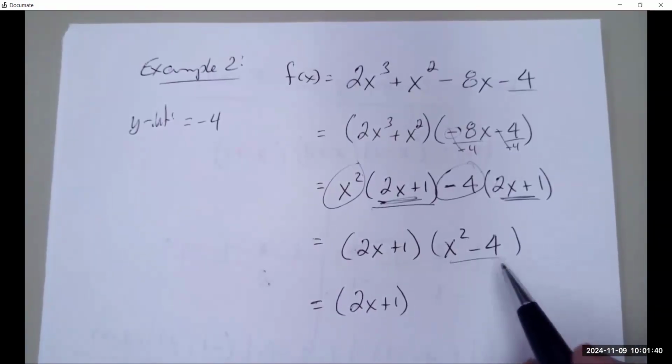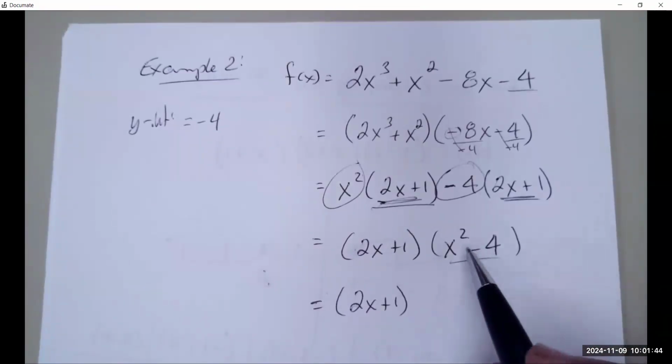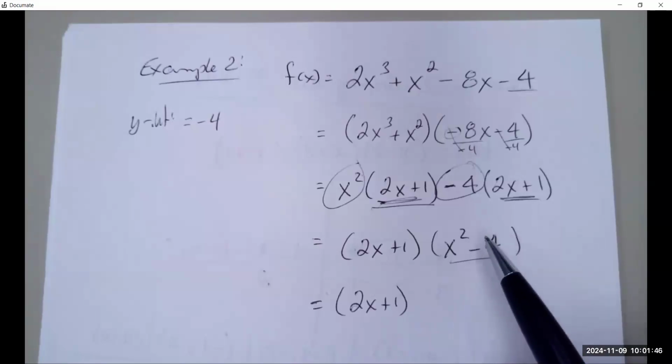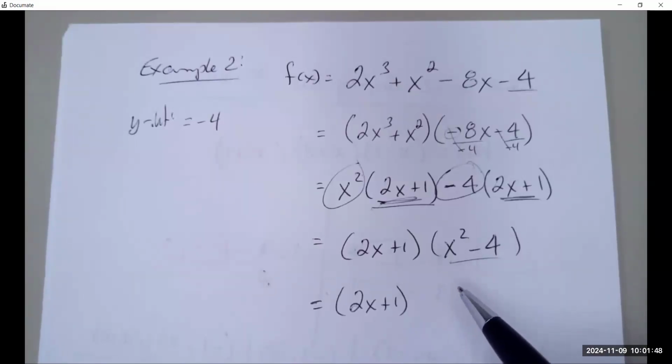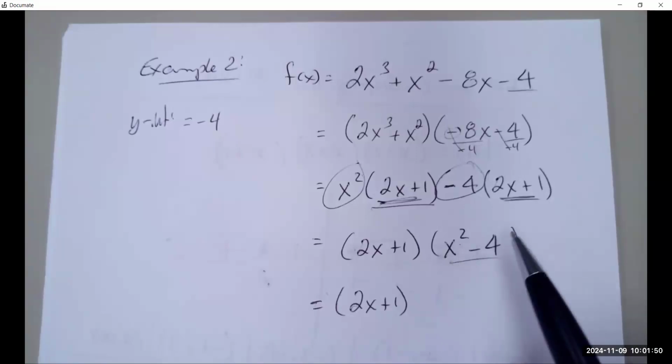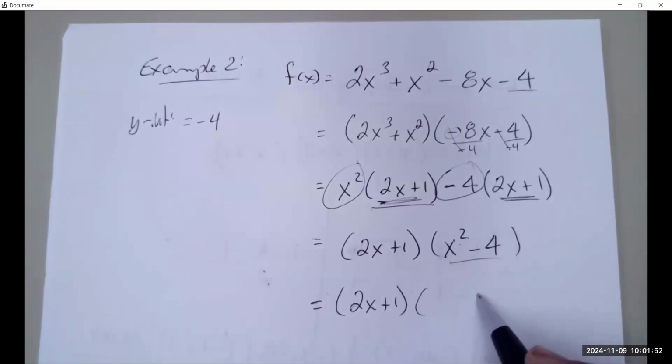Can I factor this any further? You can't stop until you get down to linear factors. This is quadratic, so we can go further. We're going to try to go further. What's it going to equal?